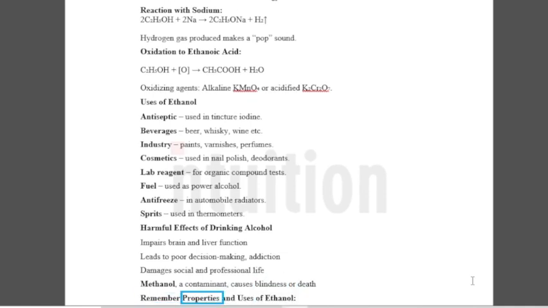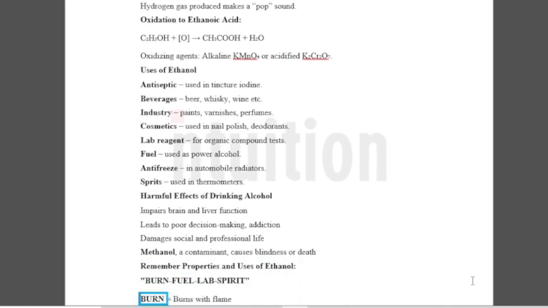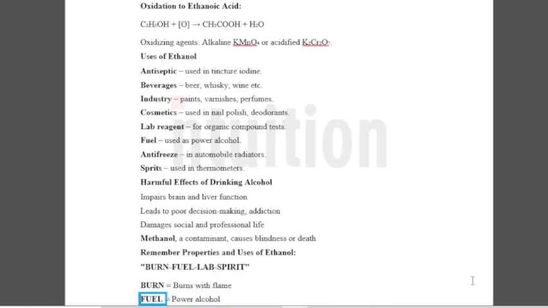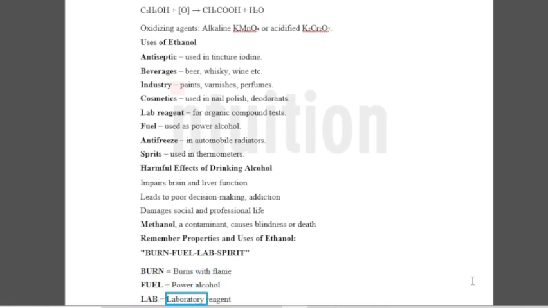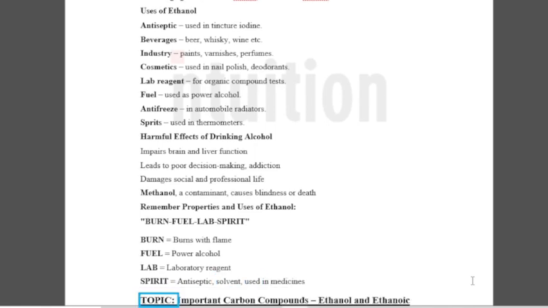Remember properties and uses of ethanol. Burn, fuel, lab, spirit. Burn equals burns with flame. Fuel equals power alcohol. Lab equals laboratory reagent. Spirit equals antiseptic. Solvent, used in medicines.